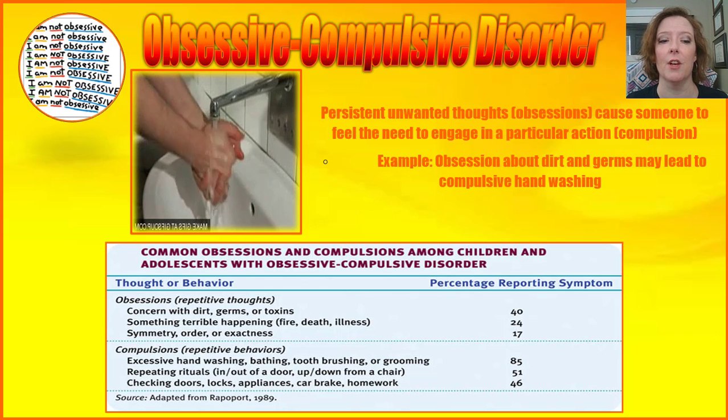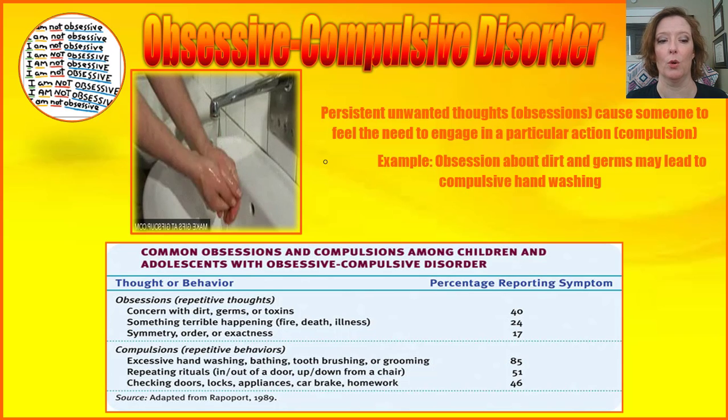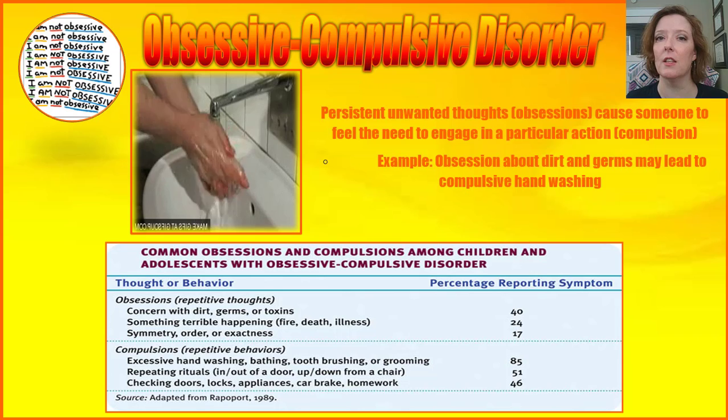So on your screen, you see some different thoughts and behaviors and the percentage of people reporting those symptoms. So you have obsessions, for example, with dirt, germs, toxins, and then you have excessive hand washing, bathing, toothbrushing, or grooming. You also have obsessions about something terrible happening, symmetry, order, or exactness, and then those other compulsive behaviors like repeating rituals. And it's in order to, in that person's mind, ward off something terrible happening. So if they lock and unlock their door, if they turn their light off and on a certain amount of times, if they go back and check to see that the oven is turned off multiple times, they are avoiding that terrible thing that they are obsessing about from happening.